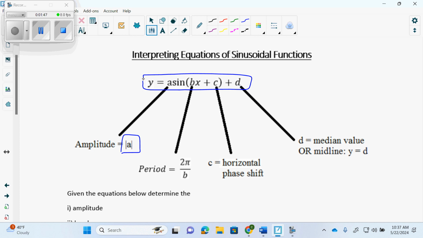It's a little scary. Okay, so amplitude is the absolute value of A. So whatever this value is, I take the absolute value of it, poof, I have the amplitude. It's the best thing ever. Way easier than off of a graph. Okay?